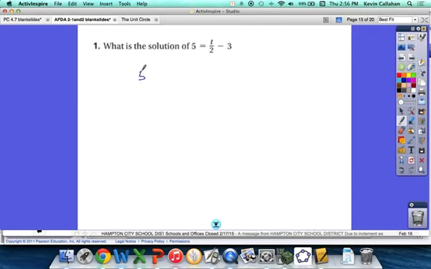Let me write this. 5 equals t over 2 minus 3. So the variable is t. It's on the right-hand side. There's two things going on. It's being divided by 2, and it's being subtracted by 3. All right. Now that's two different terms. So like I said, the first step would be, let's add 3 to get rid of the term that doesn't have the variable in it. Add 3.